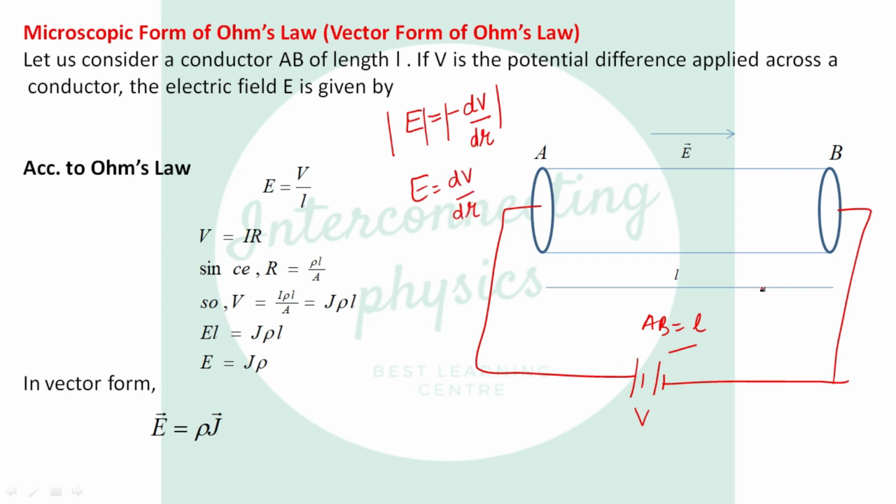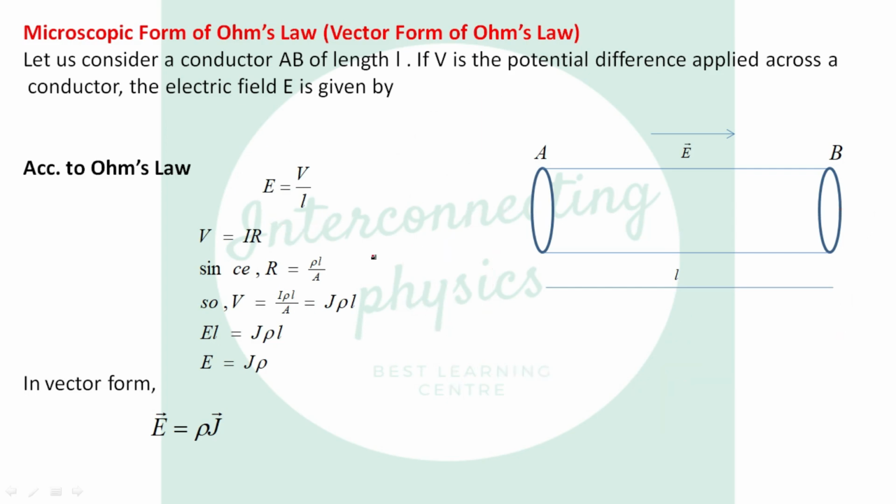If here in this situation we have dV equal to V and dr equal to L, then we will get E equal to V divided by L. So here we are with E equal to V divided by L. Now we know that simple form of Ohm's law is V equal to IR. Now we know that R equal to rho L over A, where L is the length of the conductor, A is the area of cross section of the conductor, and rho is the resistivity of the conductor.